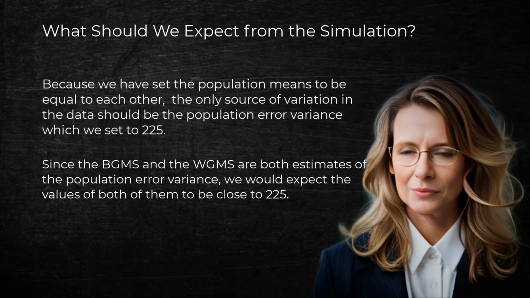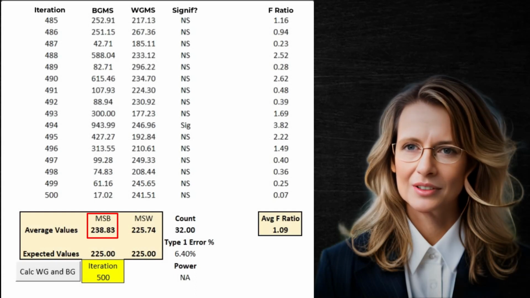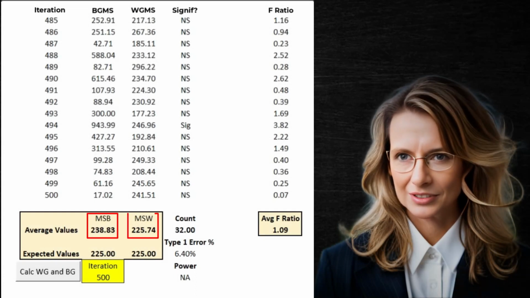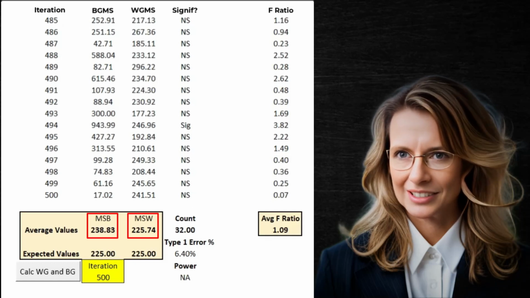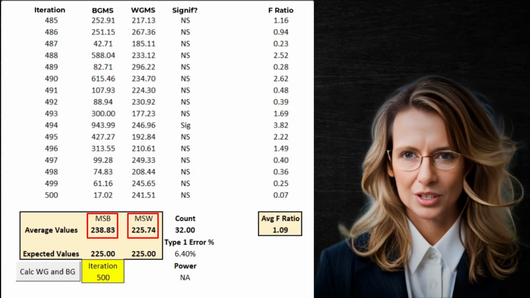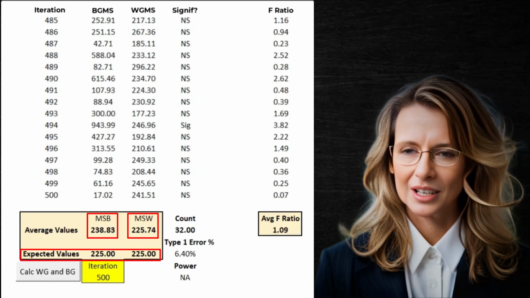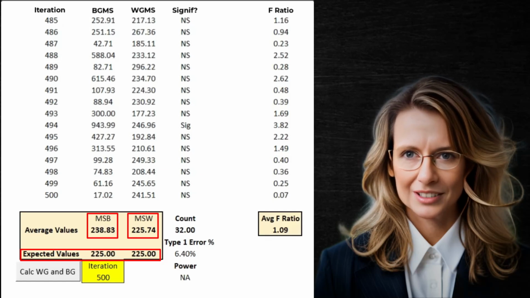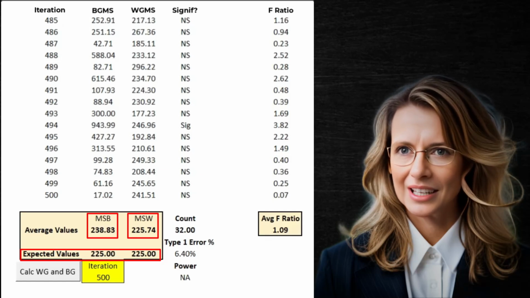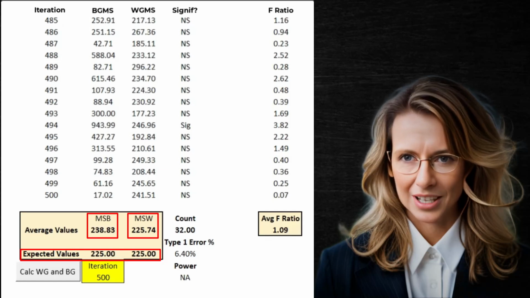Here are the results from the 500 simulations. The average between groups mean square was 238.83, and the average within groups mean square was 225.74. Given that the population means were all set to 100, the expected value of the between groups mean square and the within groups mean square would both be 225, reflecting the fact that the only variance in the data should be due to error variance with no variation due to treatment effect.